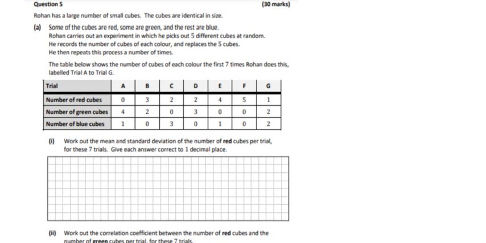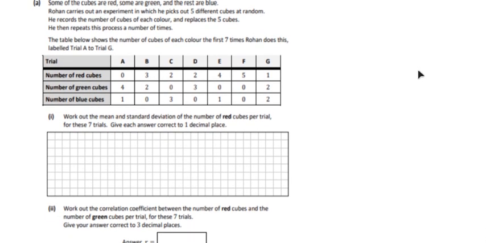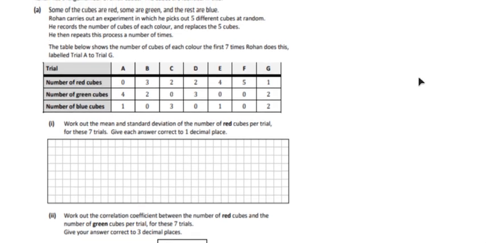Part A is mostly just working out the mean, standard deviation, and then you have to get a correlation coefficient. So the easiest way to do that is to use the calculator. If you just put the values into a table and then hit the correct buttons, it'll tell you what the mean is. Or if you want to figure out the mean, you can just add all the numbers together and divide by how many there are. But the calculator is the easiest way.